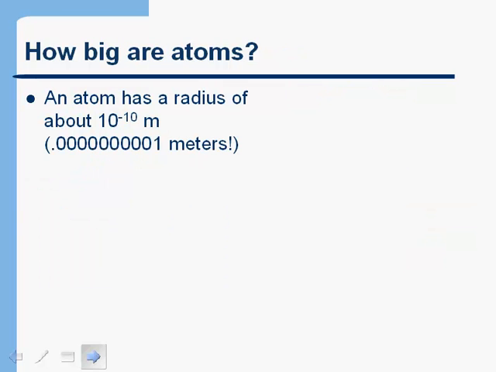So let's talk about how big atoms are. Obviously, we know that atoms are very small and we can't see them. Different atoms, different elements have different size atoms, but they're all roughly about 10 to the minus 10th meters in radius. Okay? So atoms are extremely small.